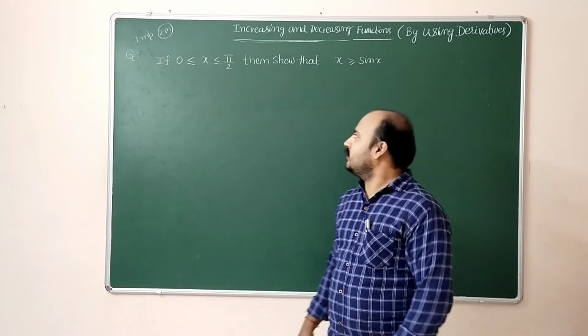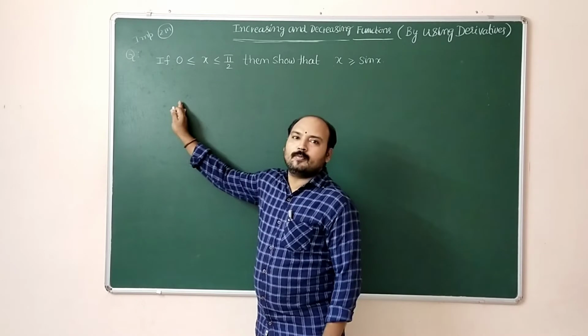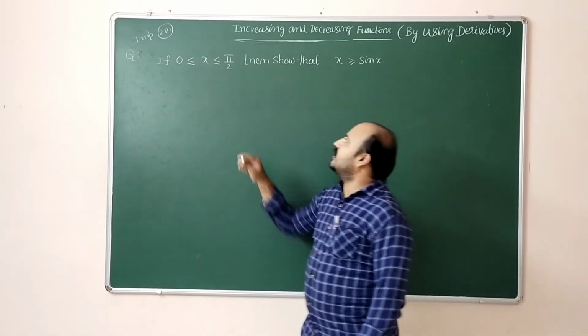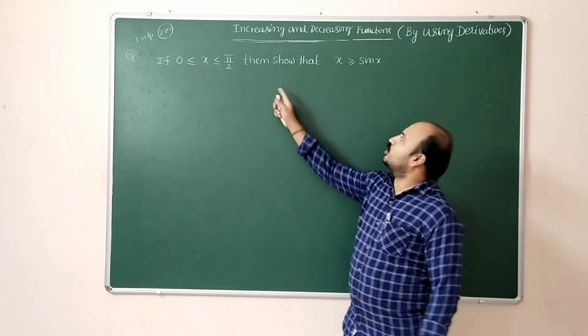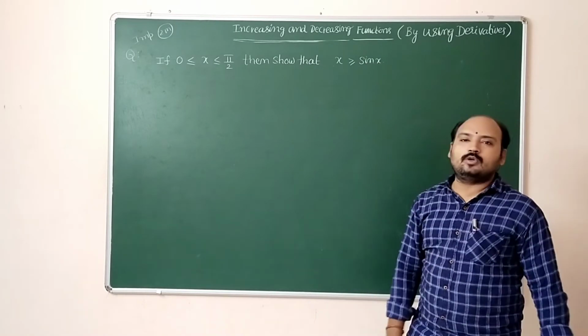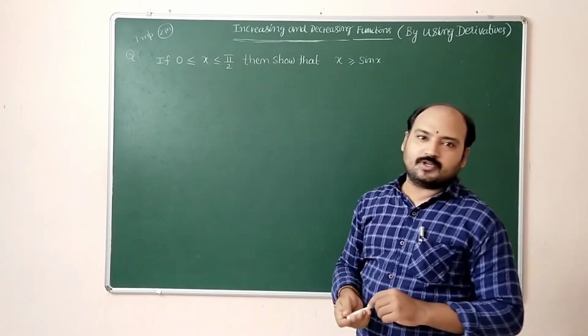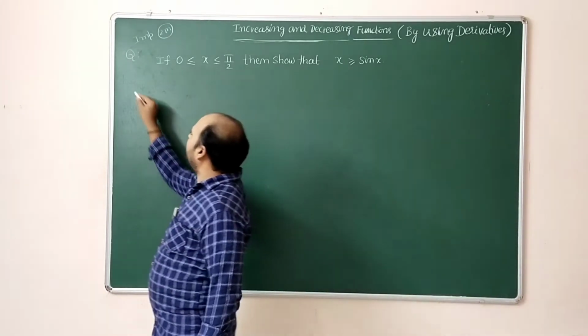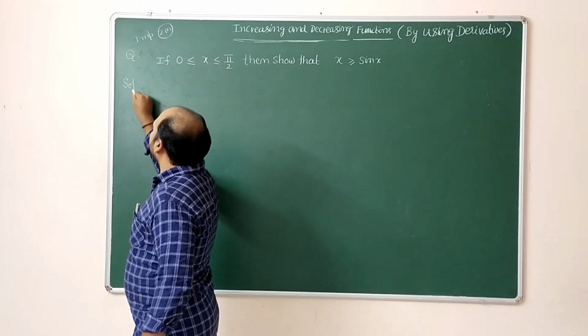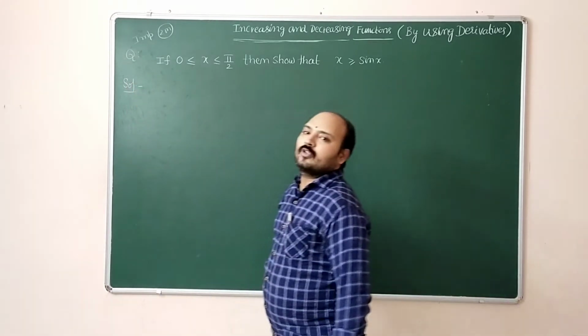The next question is very important for 2 marks. If 0 is less than or equal to x is less than or equal to pi by 2, then show that x is greater than or equal to sin x. This type of question is very important for 2 marks. See here, we are going to apply the increasing function definition.